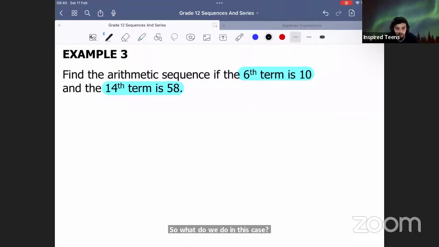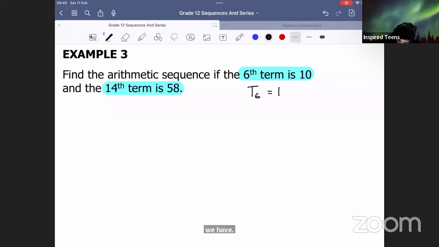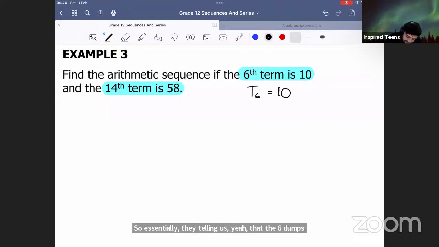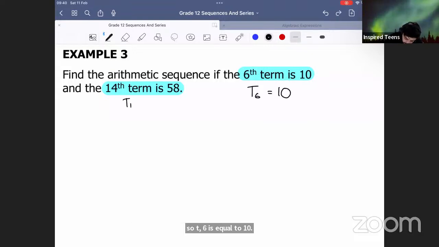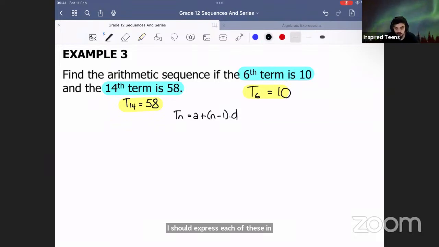Okay, we work with what we have. So essentially they're telling us here that the 6th term, so T6, is equal to 10. And here they're telling us that T14 is equal to 58. So in that case, because I know the general formula for Tn, I should express each of these in their own equation, and work from there.